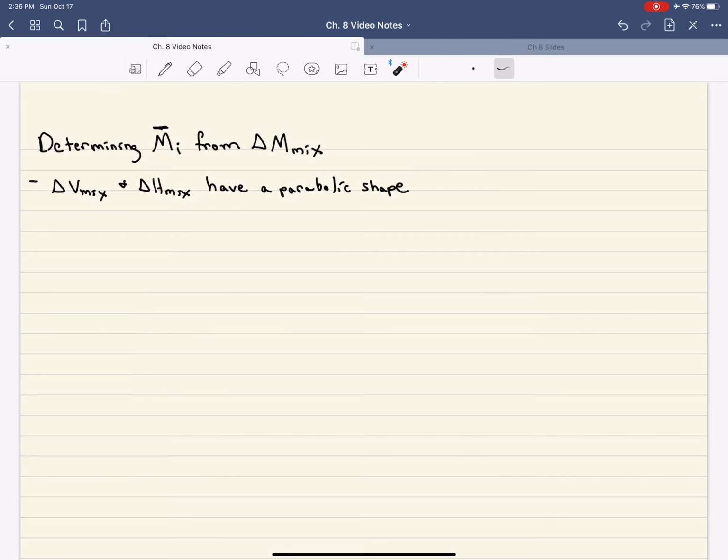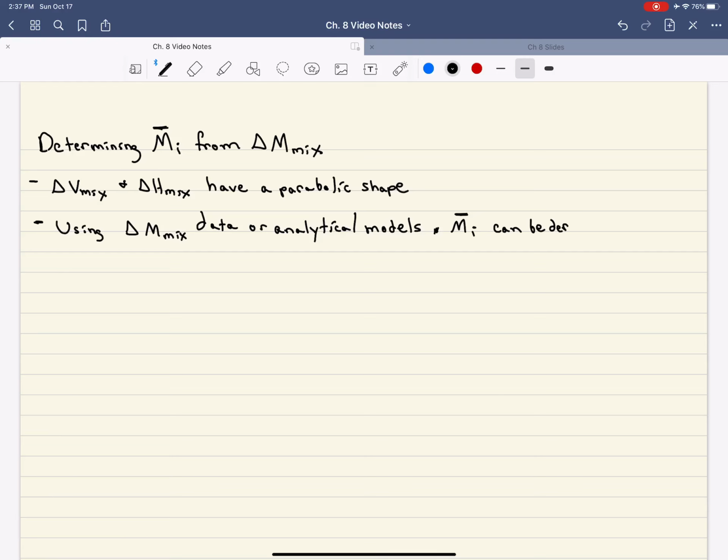What we're going to look at in this series of videos is how, using these delta M mix data, or if we had some sort of analytical model to describe a delta M mix, so let's say we fit those curves to a polynomial or something, we could then determine the partial molar quantity at that specific mole fraction value.